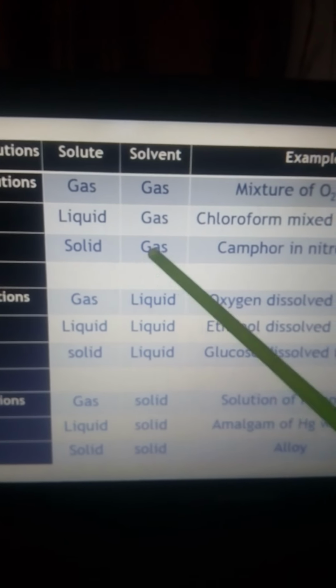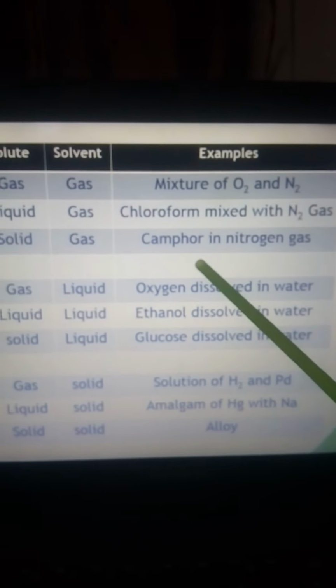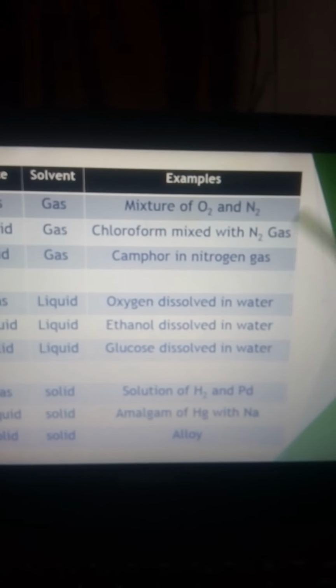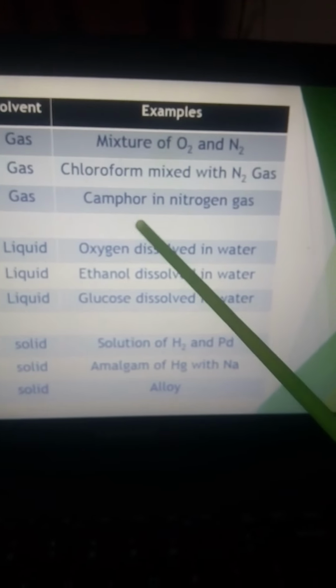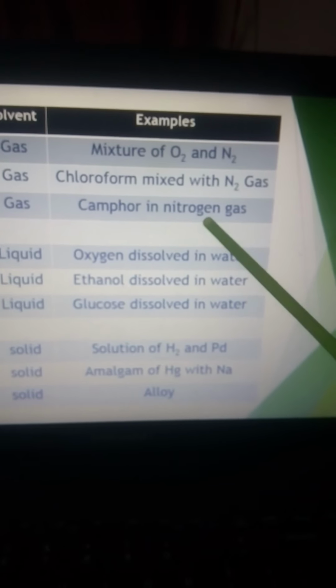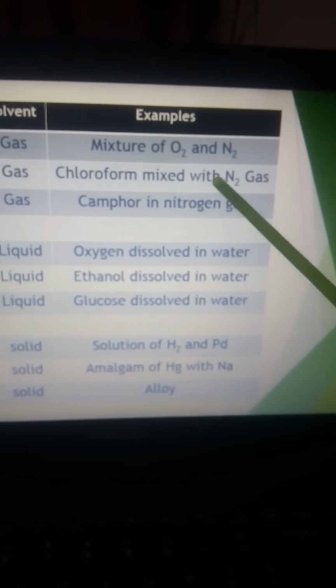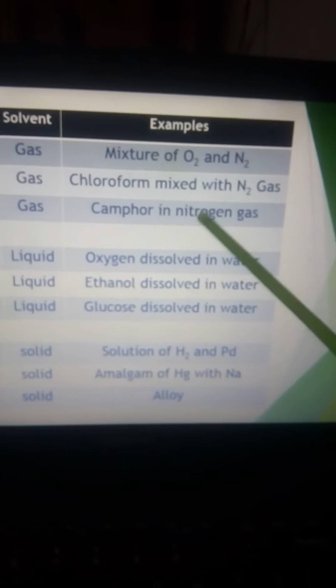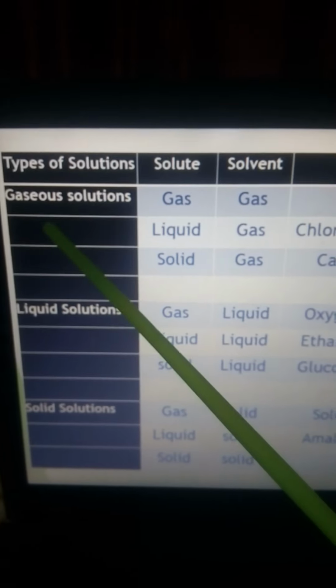Similarly, solid in gas, camphor, you know camphor. It is a sublimable substance, quickly it sublimes to the gaseous state. So whenever we put camphor in a particular gas, say nitrogen, then camphor goes to the gaseous state, and accordingly we will get that gaseous mixture, a homogeneous mixture. So that will be your gaseous solution.